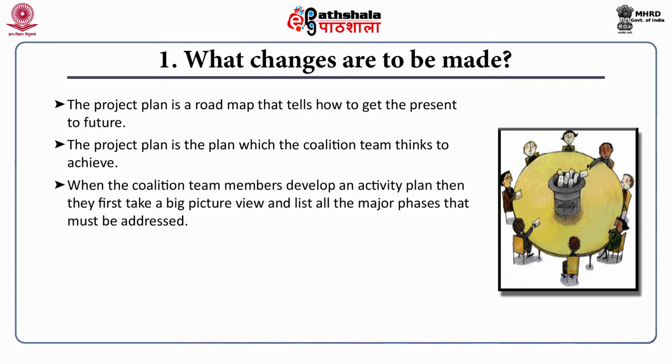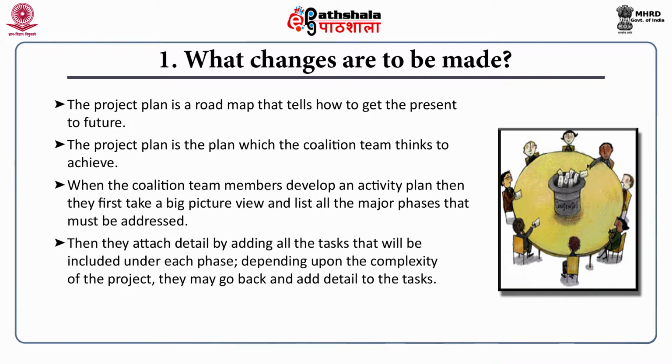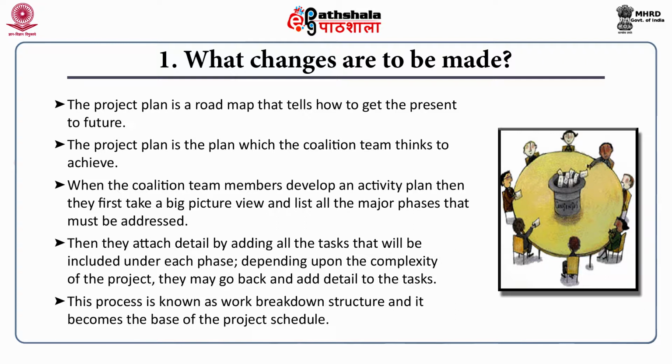When the coalition team members develop an activity plan, they first take a big picture view and list all the major phases that must be addressed. Then they attach detail by adding all the tasks that will be included under each phase. Depending upon the complexity of the project, they may go back and add detail to the tasks. This process is known as work breakdown structure, and it becomes the base of the project schedule. It is often placed in a chart, a tool that allows the organization members to see when the various tasks begin and end. The work breakdown structure can be organized by time and outcome also.